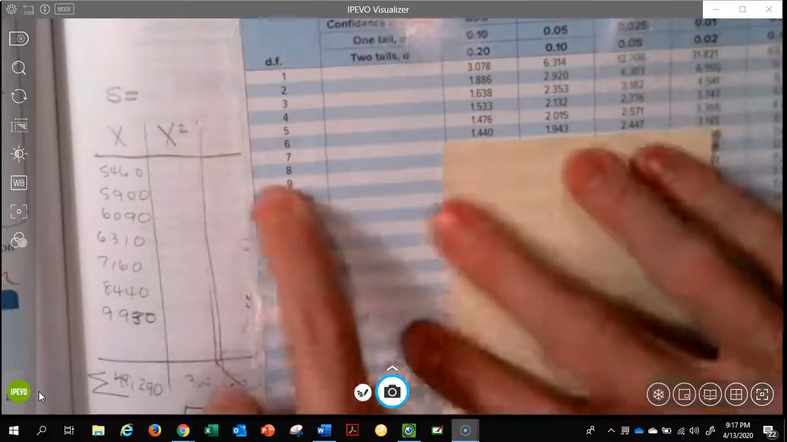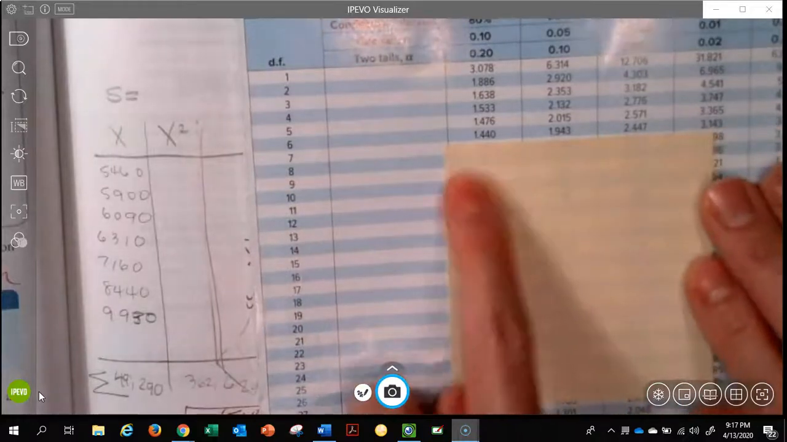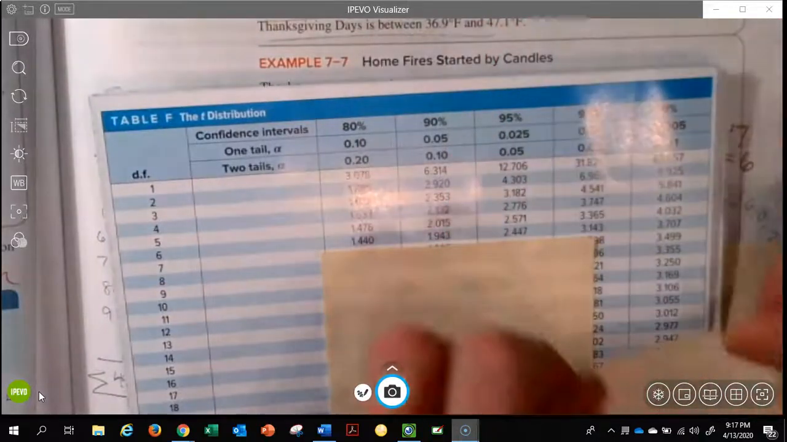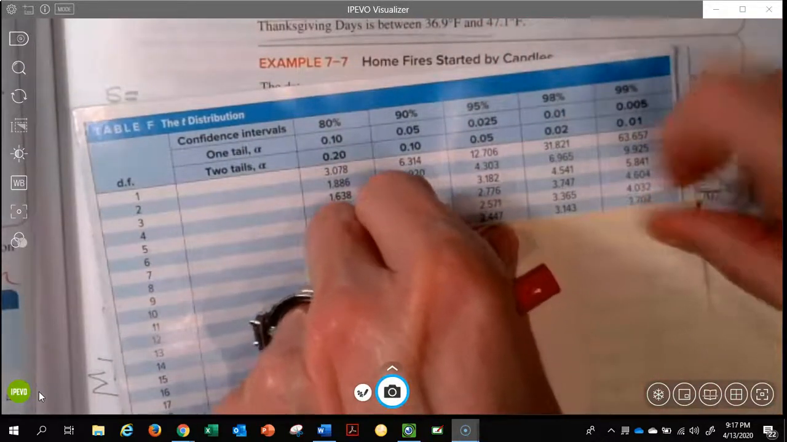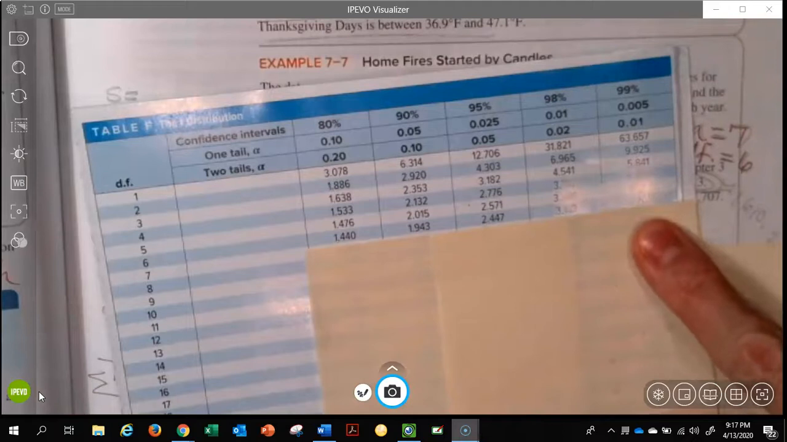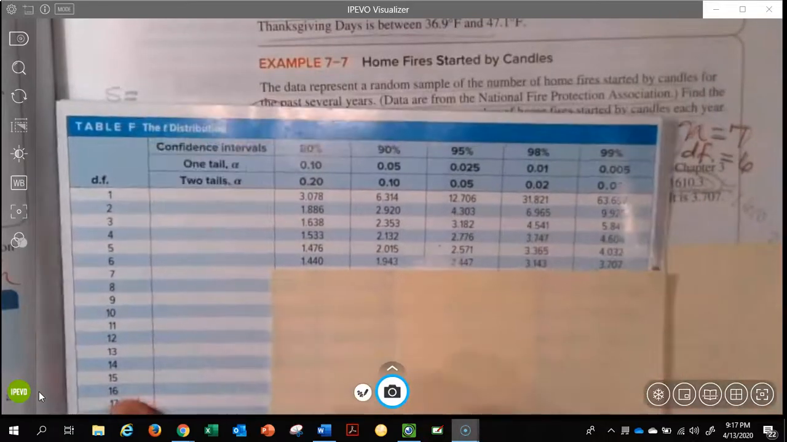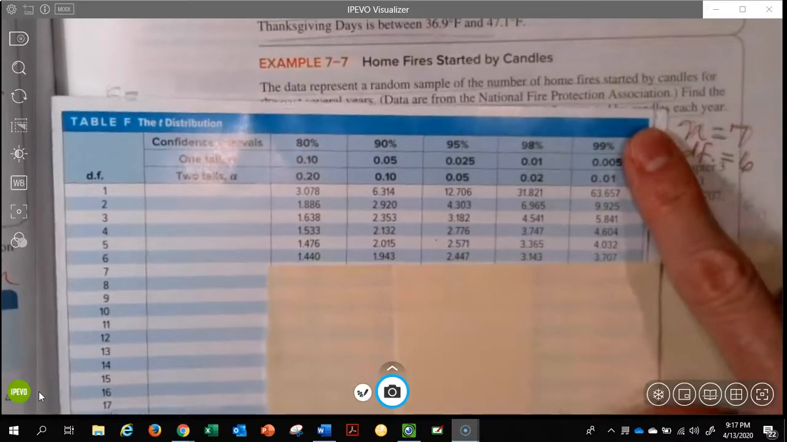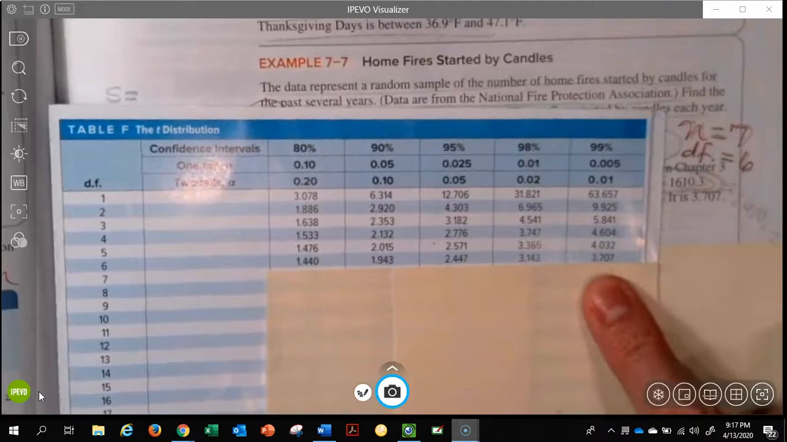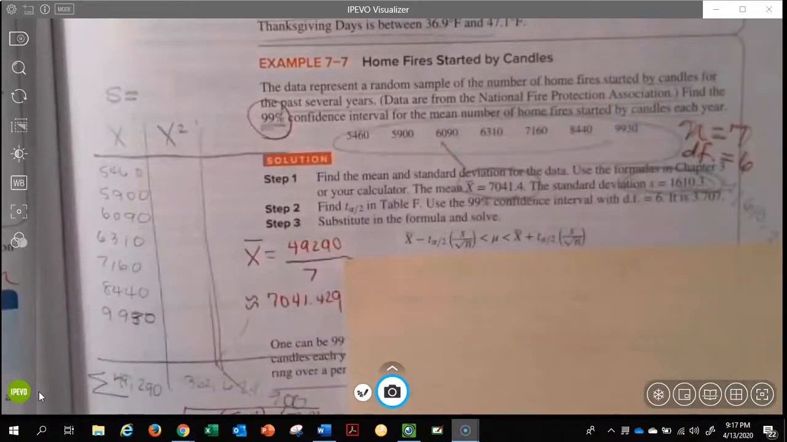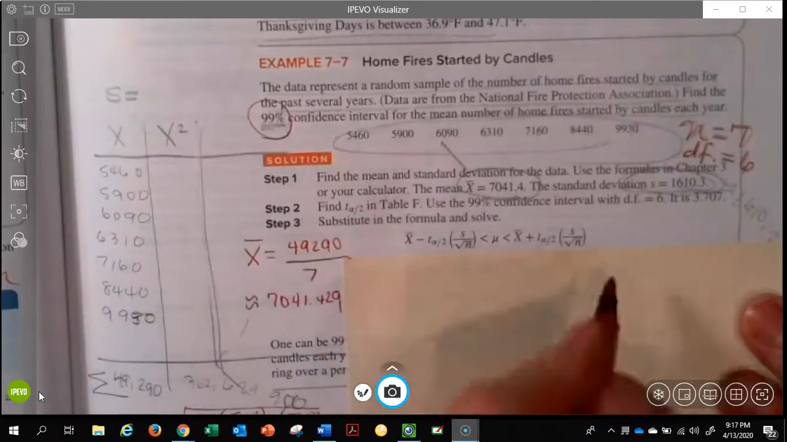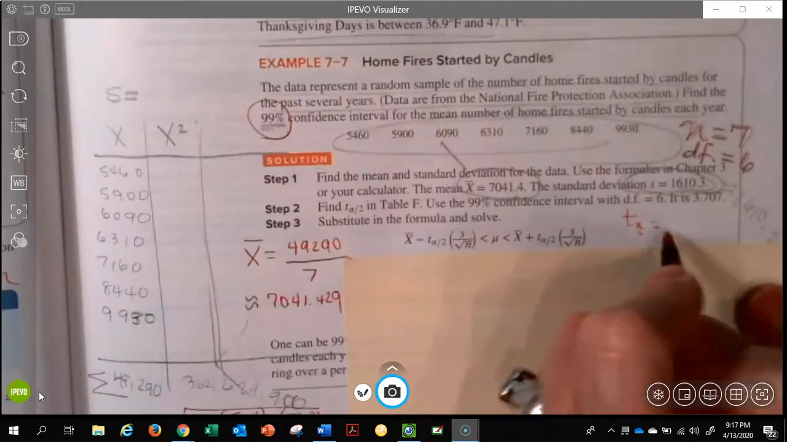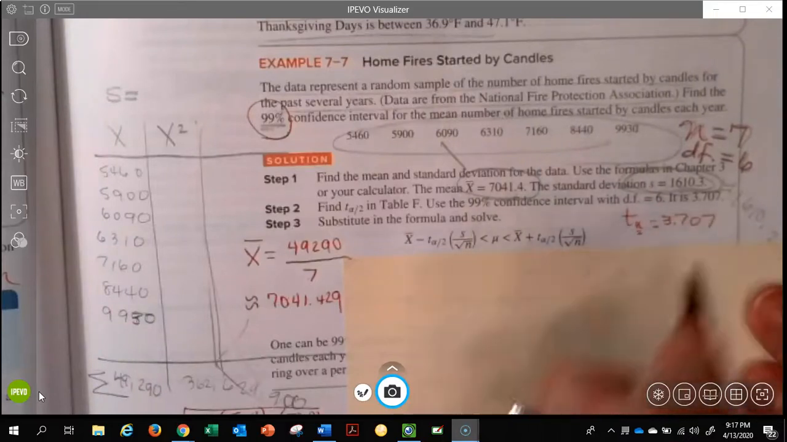And looking at 6, if I want the 99%, I haven't gone over far enough, so go over a little bit further. So 6 all the way over to the 99% confidence interval, I have 3.707. So my t sub alpha over 2, on my chart it says 3.707.